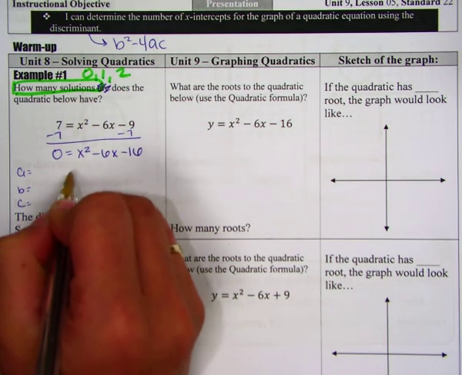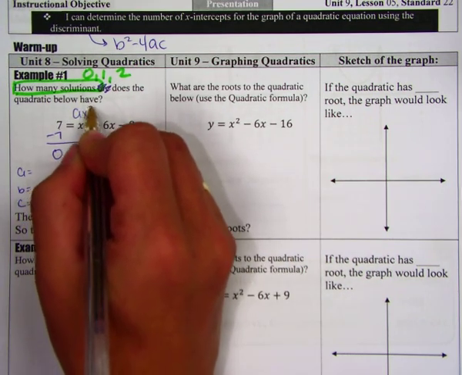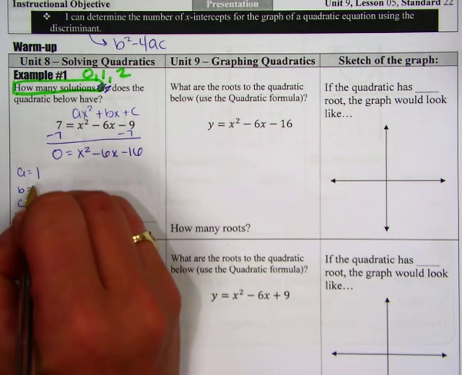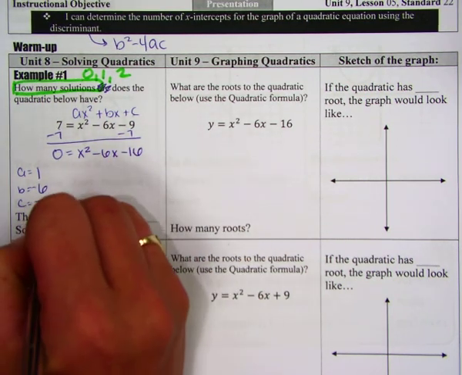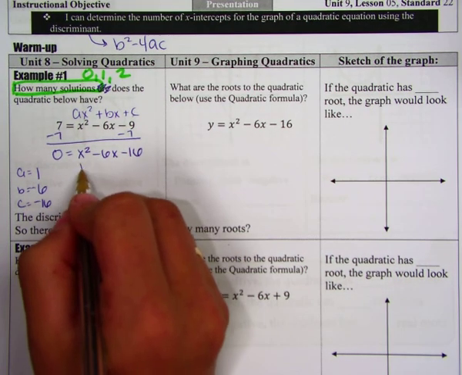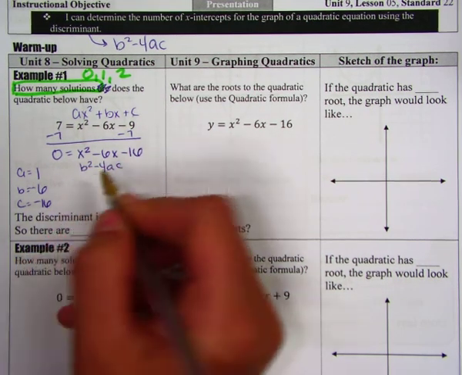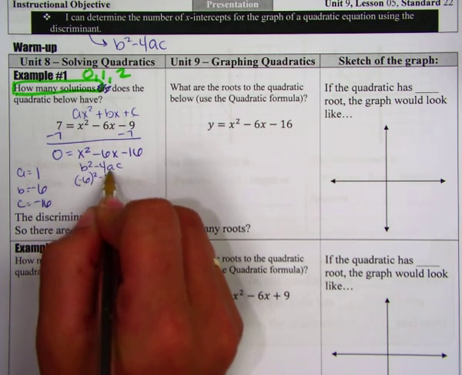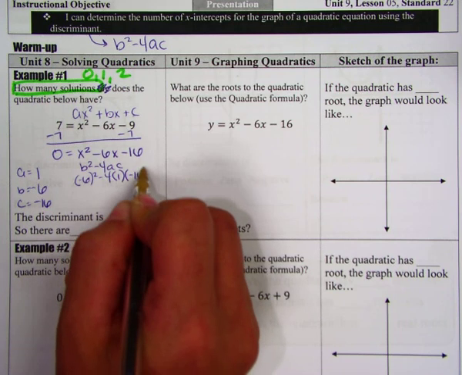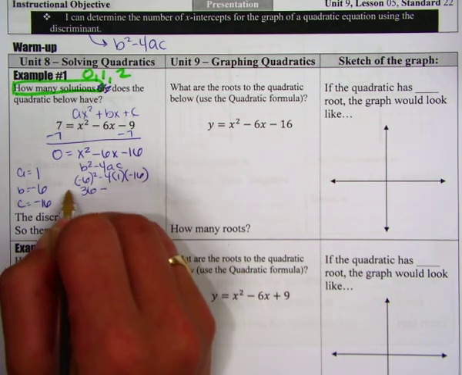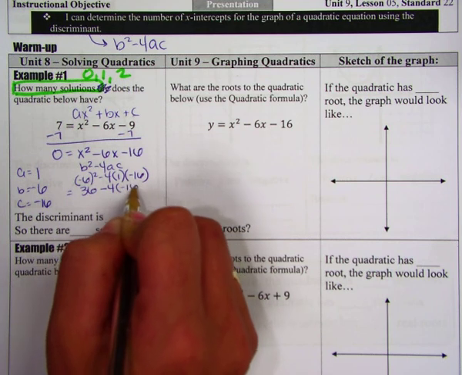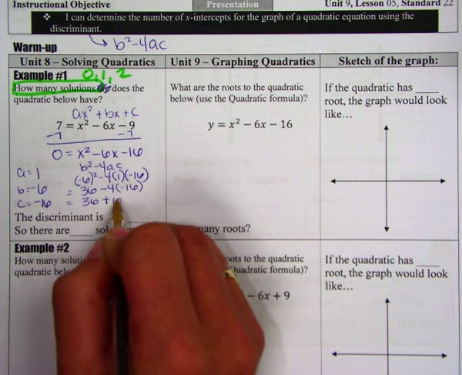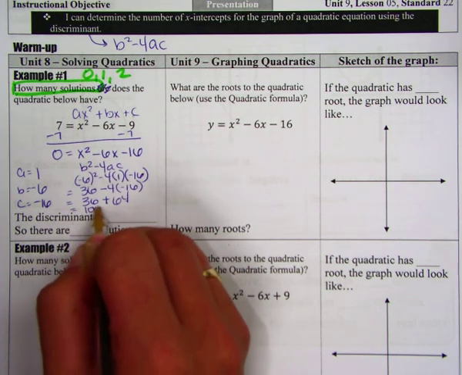So we'll define a, b, and c. Remember, this is ax squared plus bx plus c. So a is 1, b is negative 6, c is negative 16. And we're going to substitute that into b squared minus 4ac, because that's the discriminant. So negative 6 squared minus 4 times 1 times negative 16. 36 minus 4 times negative 16. 36 plus, this is 64, which is 100.